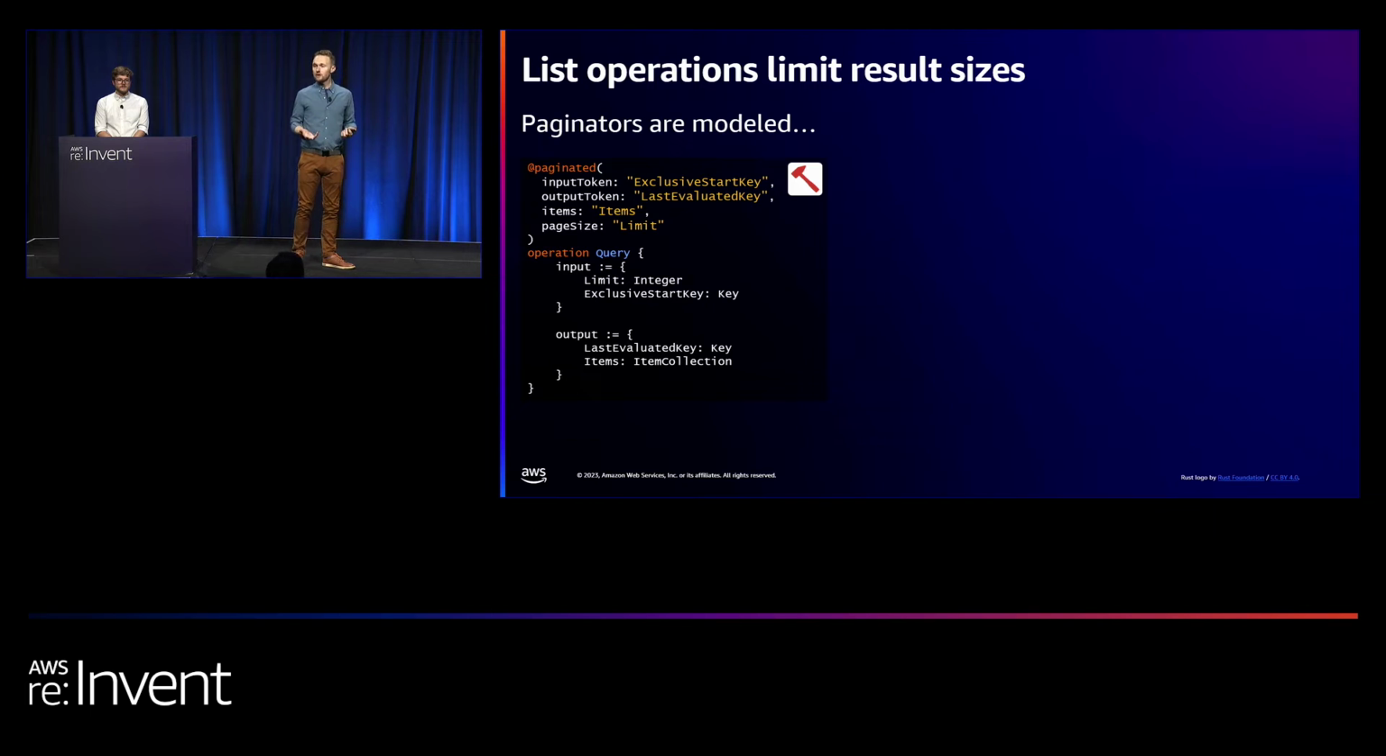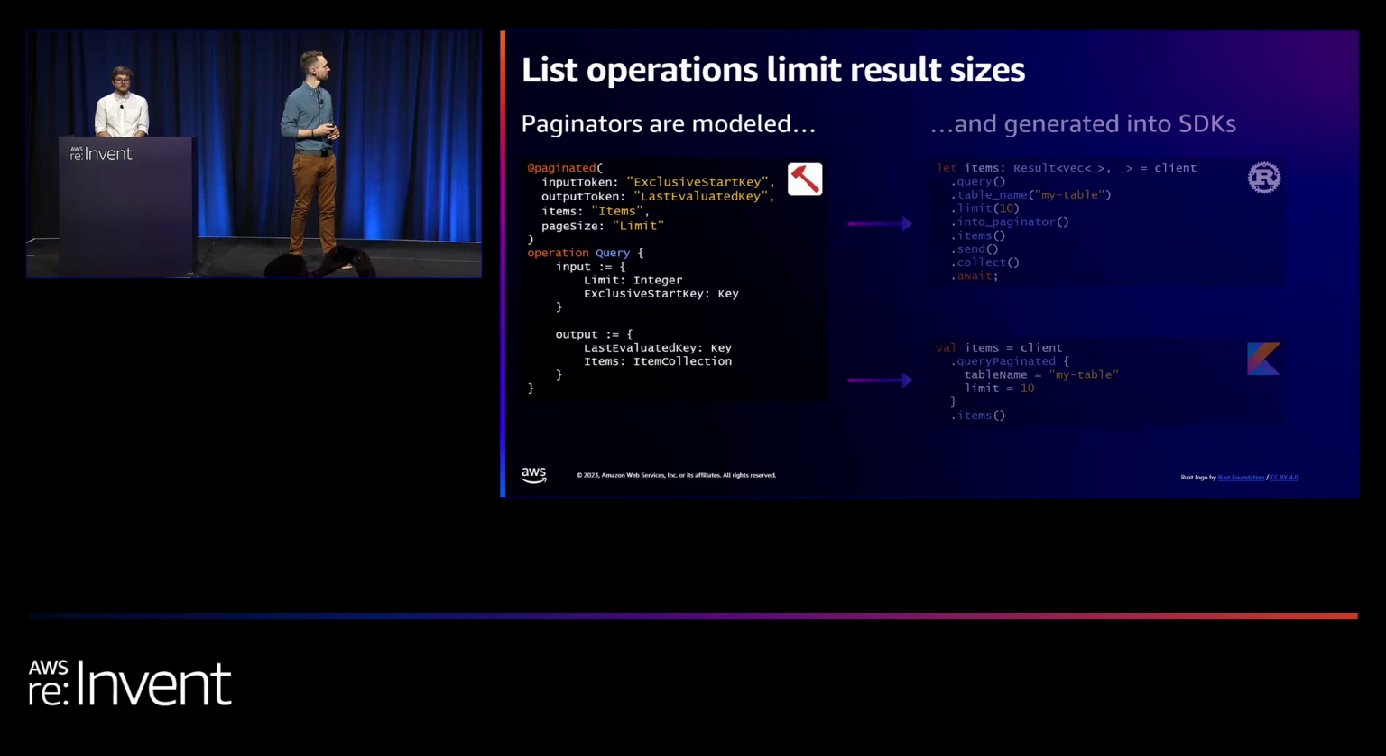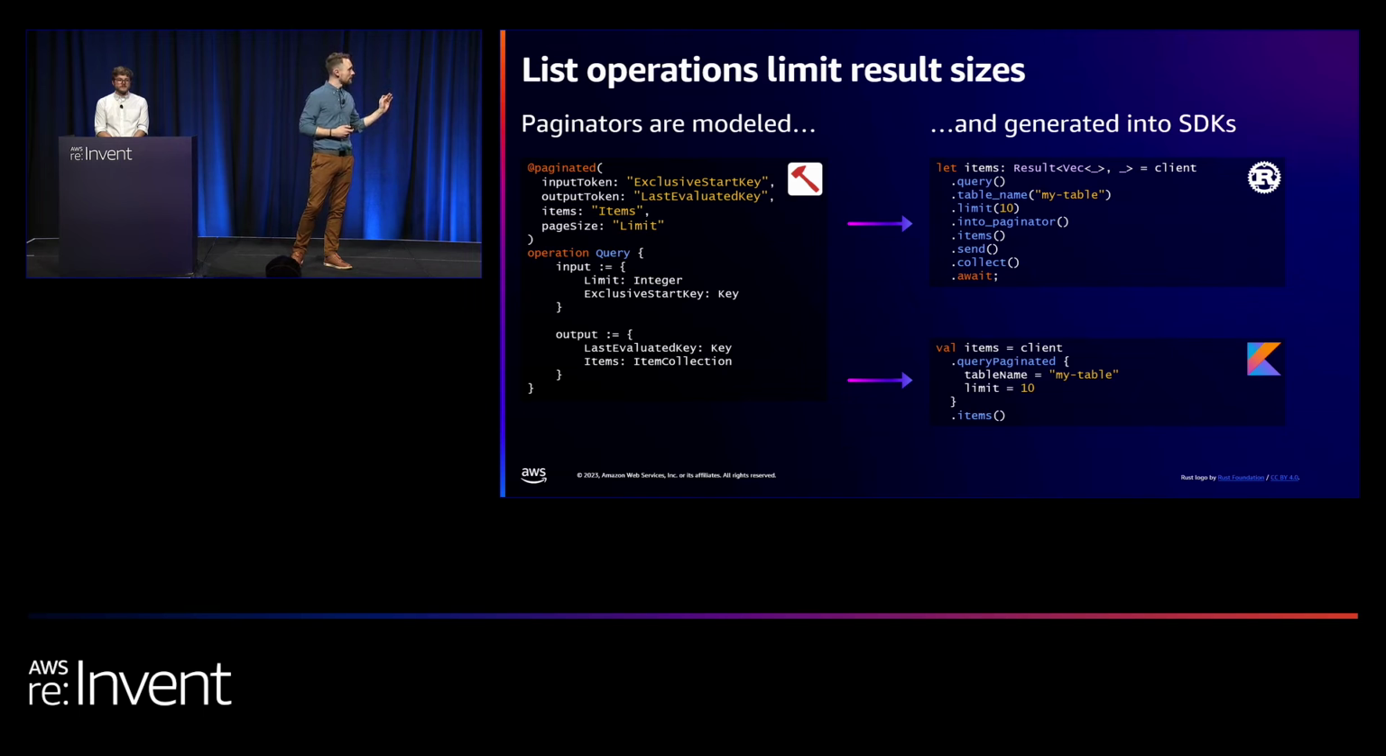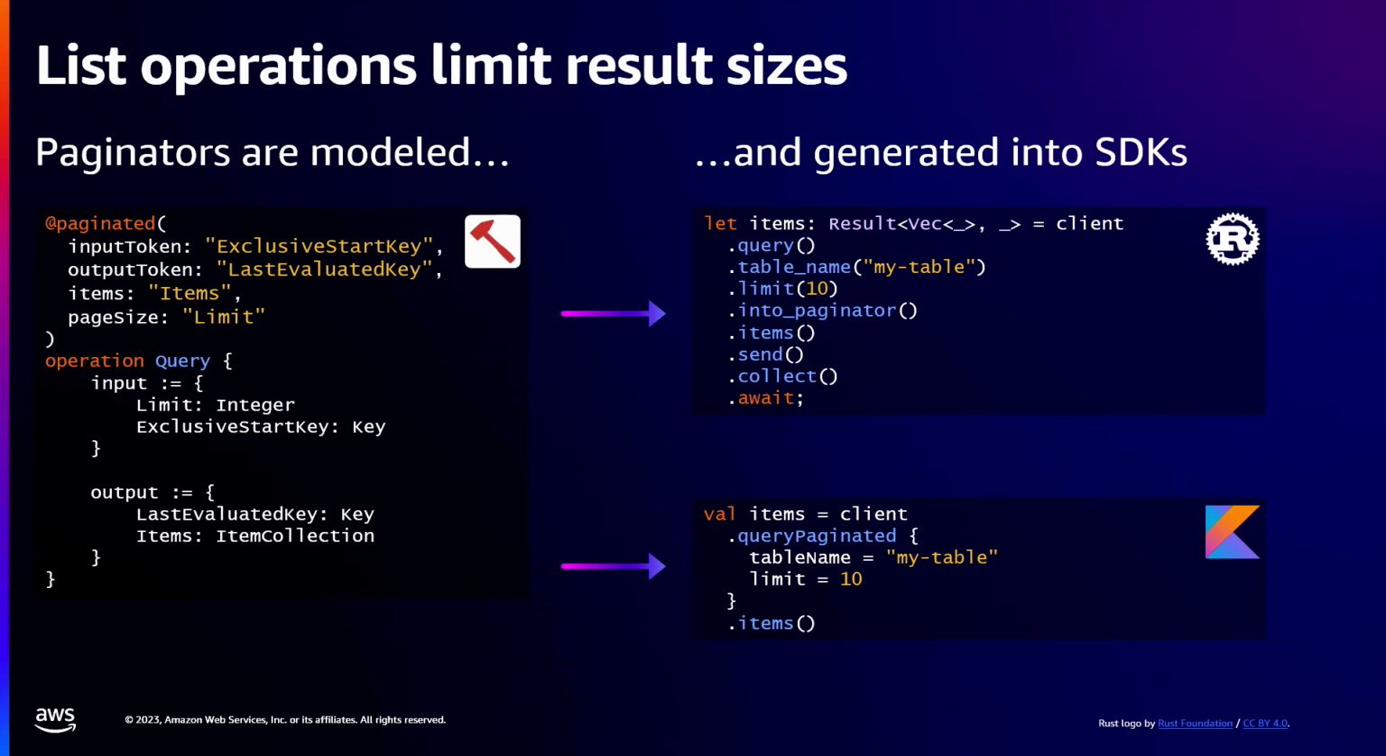Just like waiters, paginators are now modeled in Smithy. You can see here an example of the query operation annotated with the paginated trait. The paginated trait indicates where the token gets input into an API request and where the token comes out in an API response. It also contains some other fields for doing things like, for instance, limiting the number of results that are returned in a single page. This paginator is then code-generated into our SDKs, and you can see examples here of using the paginator in both Rust and Kotlin. And again, compared to the prior slide, this is far less code necessary in your applications in order to get the same benefit.